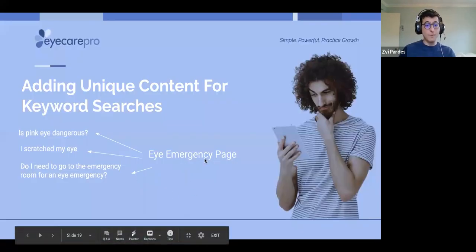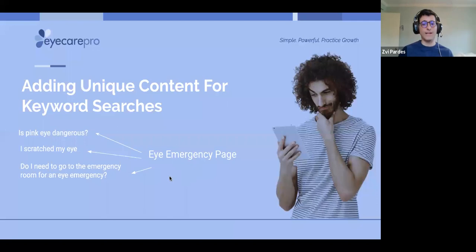So here's an example, just like you asked, Matt, of what an eye emergency page would look like. You break it down into sub areas. Is pink eye dangerous? I've scratched my eye. What do I do? Do I need to go to the emergency room? Or is it better to see you? And just having that basic information out there builds a nice page.